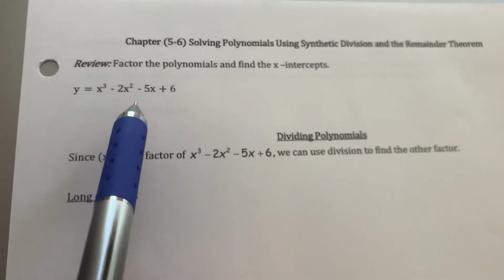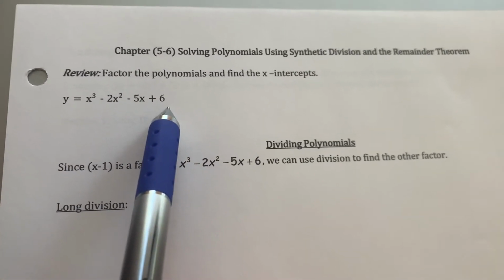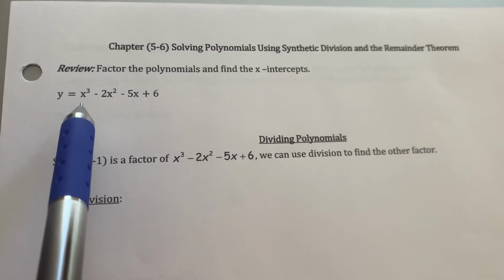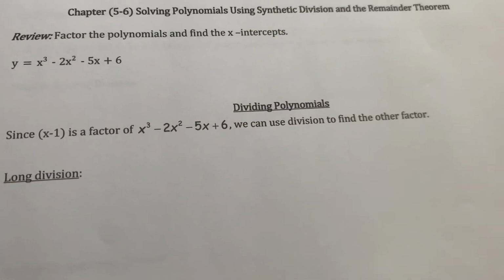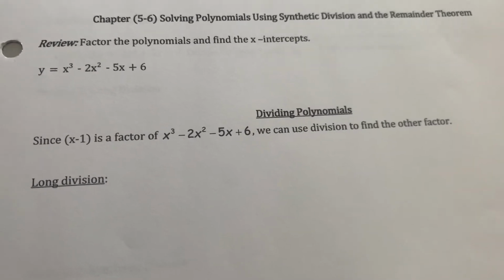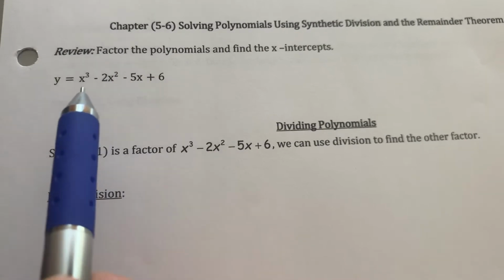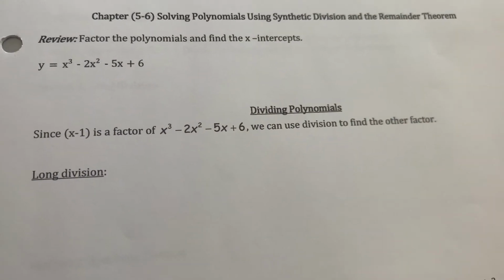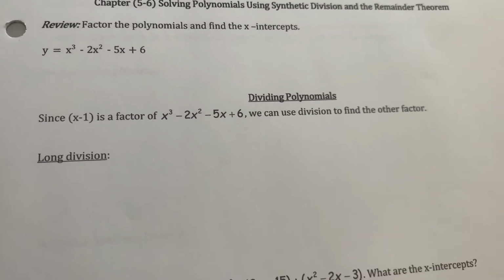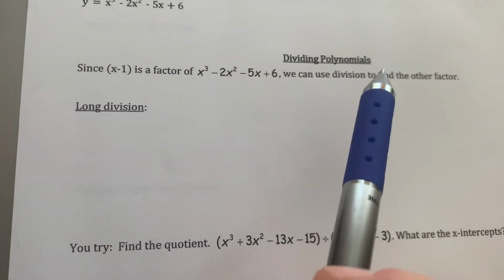So if I were to ask you to find the x-intercepts here, you could see that there is no GCF. There's not the difference or the sum of two perfect cubes or squares. There's grouping, but there's an x squared here and there's nothing here. That's not going to work. There's nothing you can do. But if I tell you one of the factors, are you able to find the other?